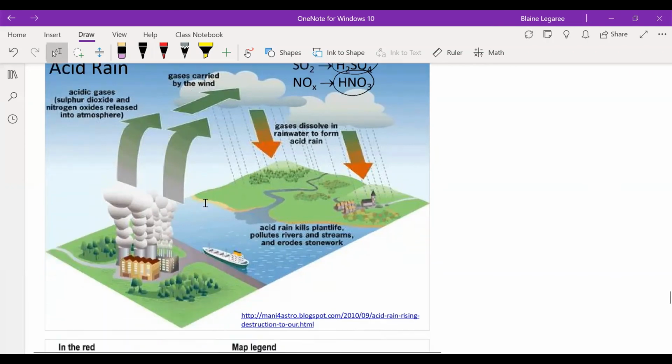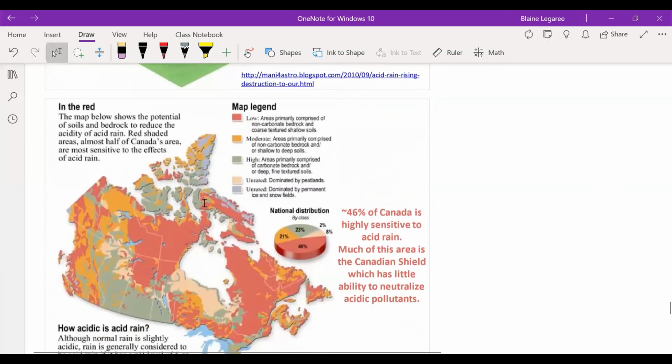And if you're wondering where we are in Canada in terms of how sensitive we are, the red is low sensitivity, because it's non-carbonate bedrock, but you can see that much of Alberta is high. So we're talking about lots of limestone and carbonate bedrock. So there's Alberta right there. I'm not exactly sure what the levels of acid rain are in Alberta, but hopefully we can find out sometime this week and learn a little bit more about that.